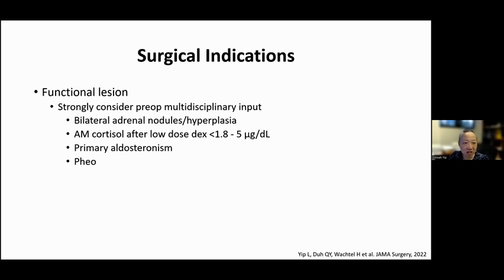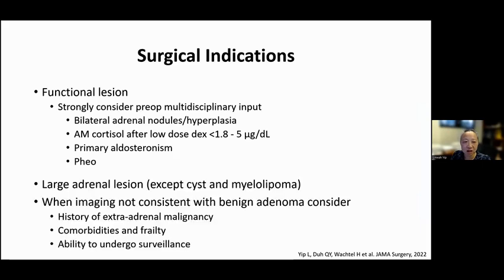So surgical indications are functional nodules. Certainly if there's any concern about some of the functionality, and I'm sure some of our speakers coming up will be able to give us more insight about this, they should really strongly consider some multidisciplinary input. Bilateral adrenal nodules or hyperplasia, people who have cortisol levels that are in the indeterminate range, and of course, some of these other more complicated hormone issues. Large adrenal lesions, except for cystic myelolipoma, should probably come out.